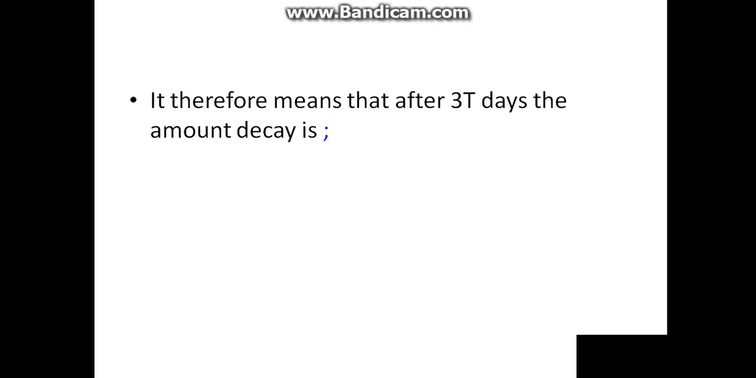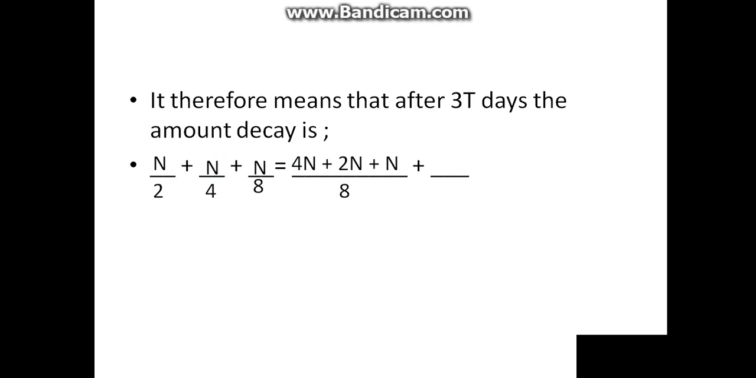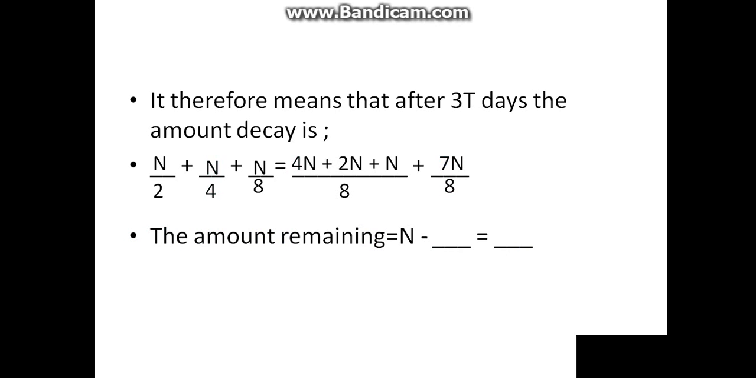It therefore means that after 3t days, the amount decayed is N over 2 plus N over 4 plus N over 8, which is equal to 4N plus 2N plus N all over 8, which is 7N over 8. The amount remaining is equal to N minus 7N over 8, which is equal to N over 8.